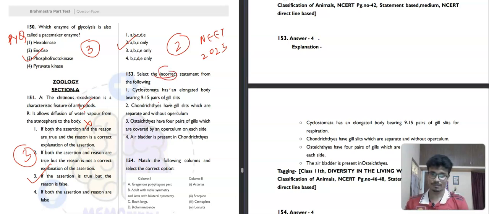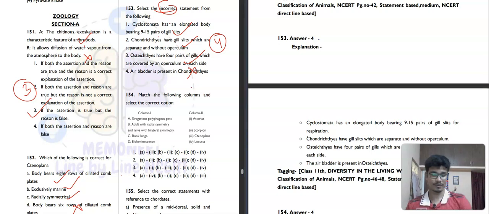Select the incorrect statement from the following. Cyclostomata has an elongated body bearing 9 to 15 pairs of gill slits, correct. Chondrichthyes have gill slits which are separate and without operculum, correct. Osteichthyes have 4 pairs of gill slits which are covered by an operculum on each side, correct. Air bladder is present in Chondrichthyes. Air bladder is present in Osteichthyes. So the fourth option is incorrect.